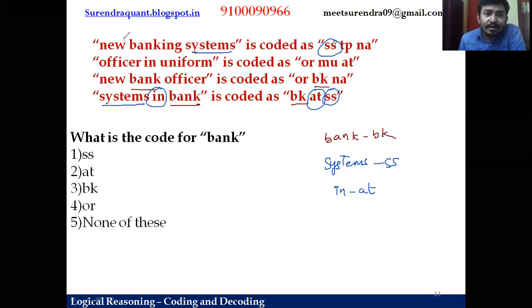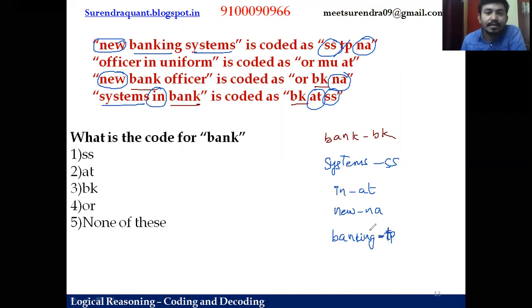Can you see the word new here and new in the third statement as well? The only word common is na. So we can say new as na. Banking is the only word left. TP is the only coded word left. So we can say banking as TP.